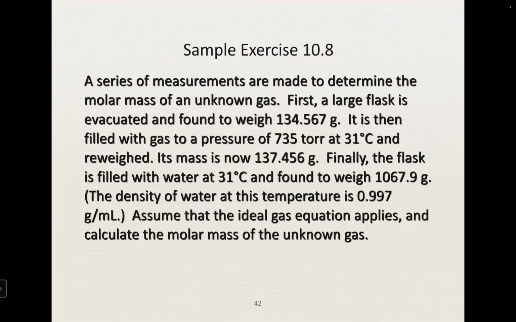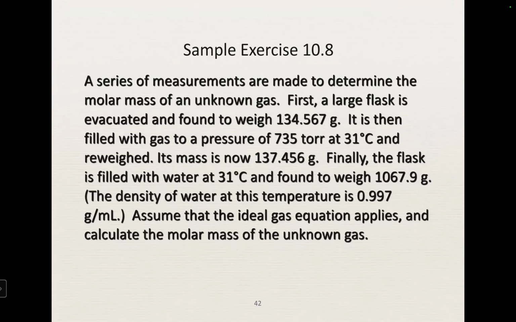All right. And then with the final one we're looking at, it's going to be a fairly complicated one. It's still going to be using that same ideal gas law with density in there. But in this case, we're going to be solving for the molar mass. And we'll have to do a couple other pieces with it. So if we just read through the question at first, a series of measurements are made to determine the molar mass of an unknown gas.